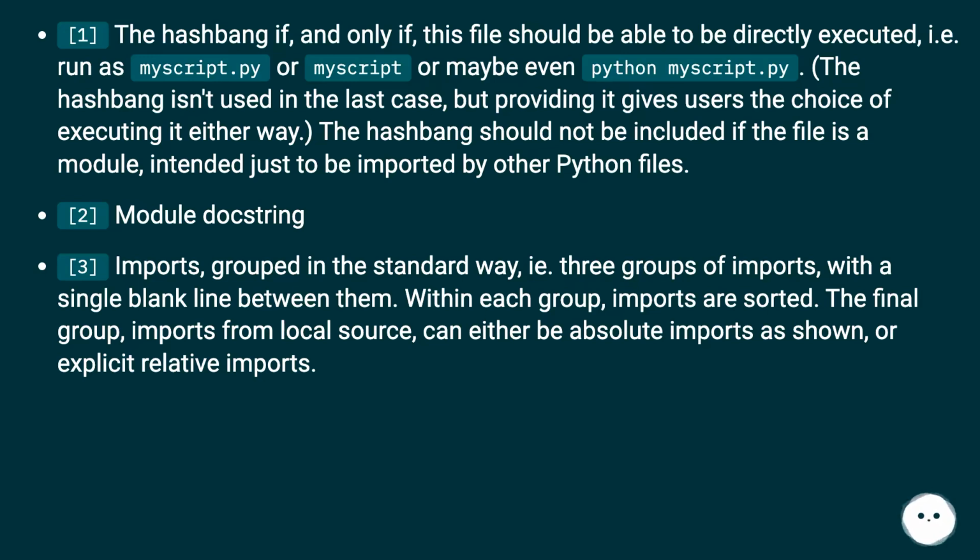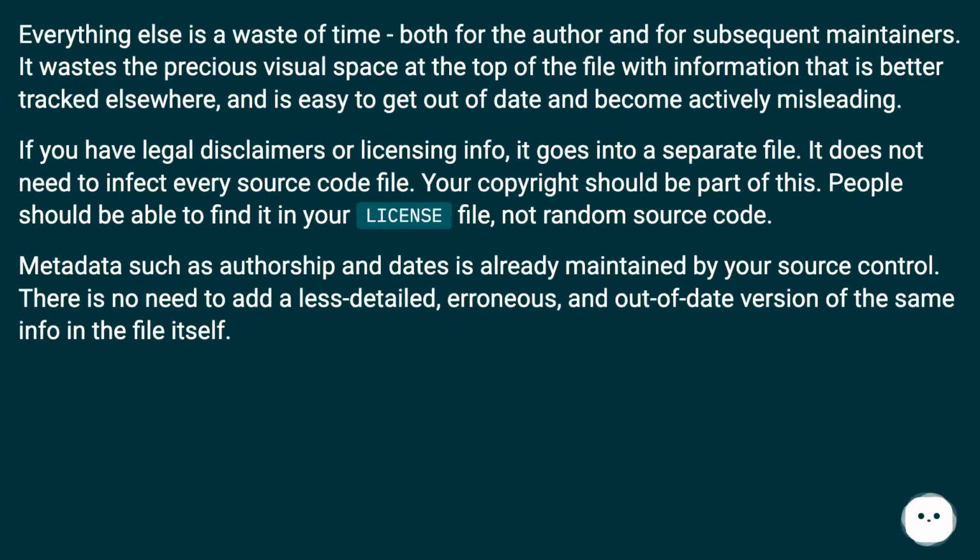Imports, grouped in a standard way, i.e. 3 groups of imports, with a single blank line between them. Within each group, imports are sorted. The final group, imports from local source, can either be absolute imports as shown, or explicit relative imports. Everything else is a waste of time, both for the author and for subsequent maintainers. It wastes the precious visual space at the top of the file with information that is better tracked elsewhere and is easy to get out of date and become actively misleading.